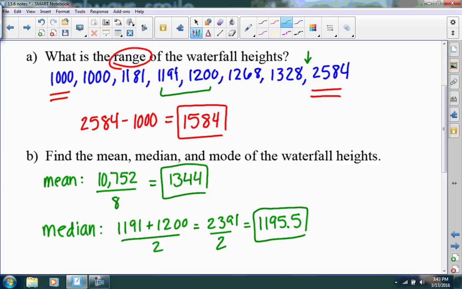Now the median, if I put 1,195 in my data set, that would fall right here. And that's right about in the middle, so that's a good representation of all of my data.